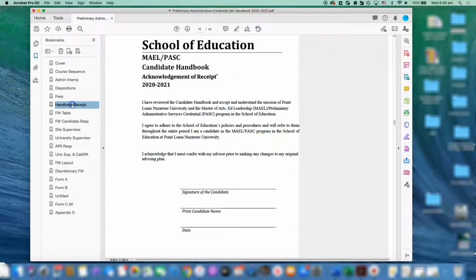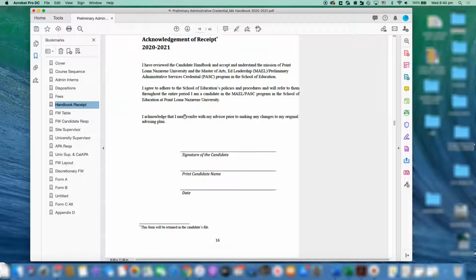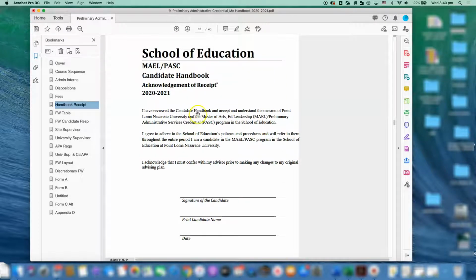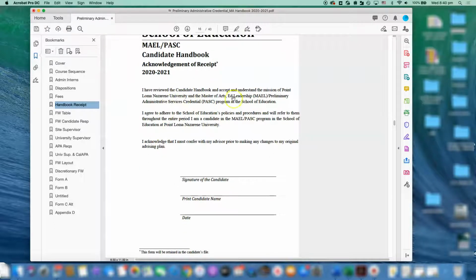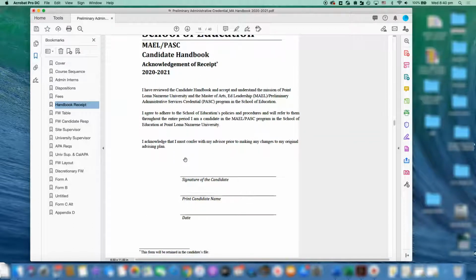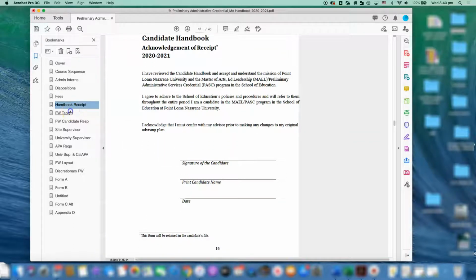When I went through this handbook with you, I asked you to take it home, look at it, and then sign this particular document. It's different than the last handbook. It's now on page 16, and it's considered the acknowledgement of the receipt of the handbook. So you'll need to sign this, page 16, and return it to me as proof that you have done so.